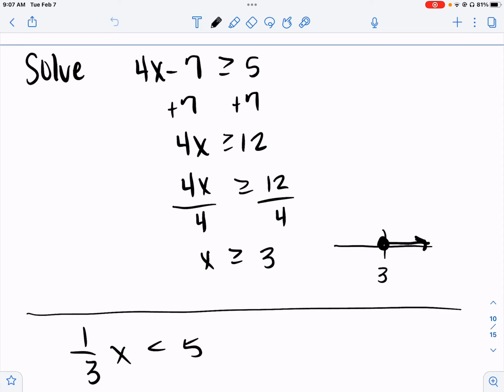4x minus 7, greater than or equal to 5. Add 7 so it stays the same. Divide by positive so it stays the same. So x is greater than or equal to 3. Or equal to means include with colored in. Greater than means to the right.